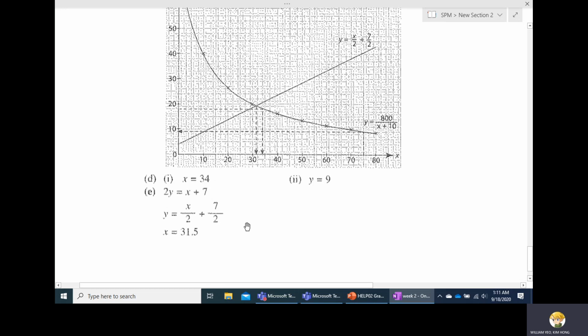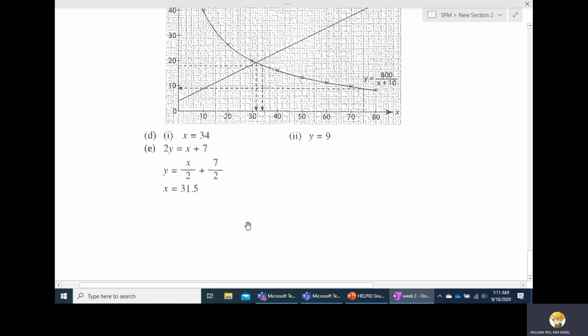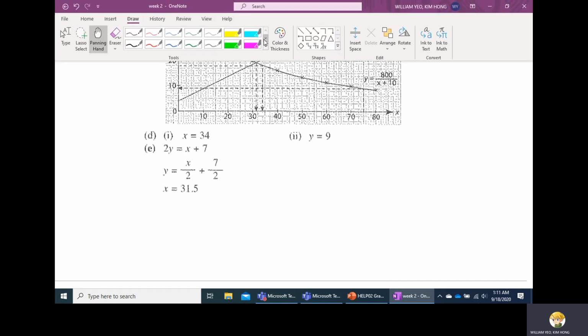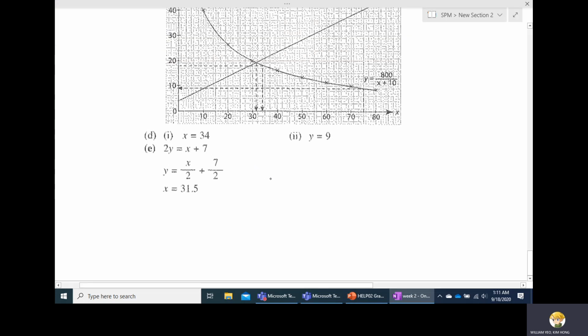Again we use 2 points. Let me write. I change to the pen mode so that I can write. So here you use 2 points. You draw a straight line like this. Roughly you can see y. So when x is 0, 0 over 2 plus 7 over 2, we get 7 over 2, right? So 7 over 2 is 3.5, this point.